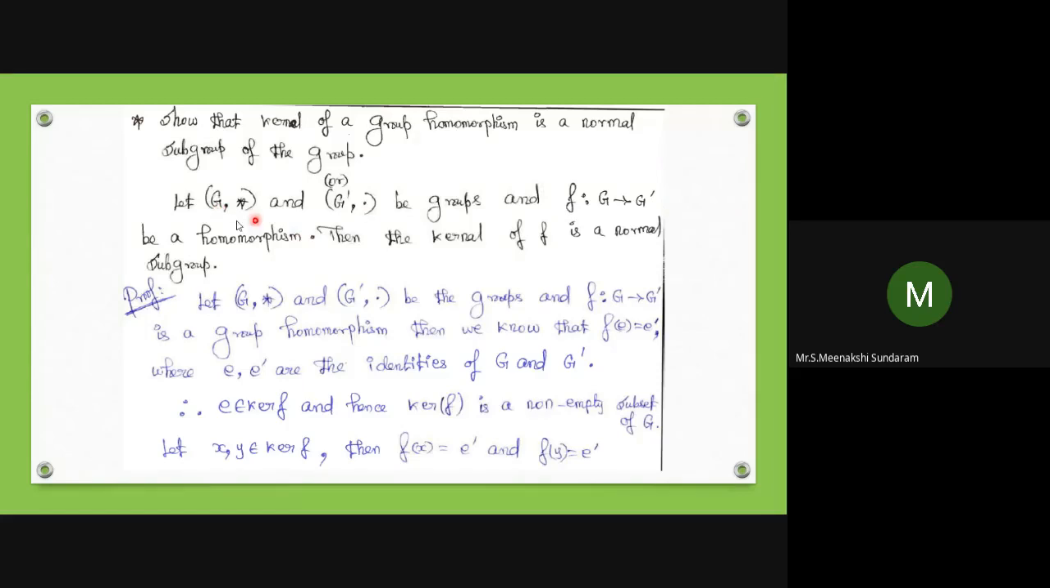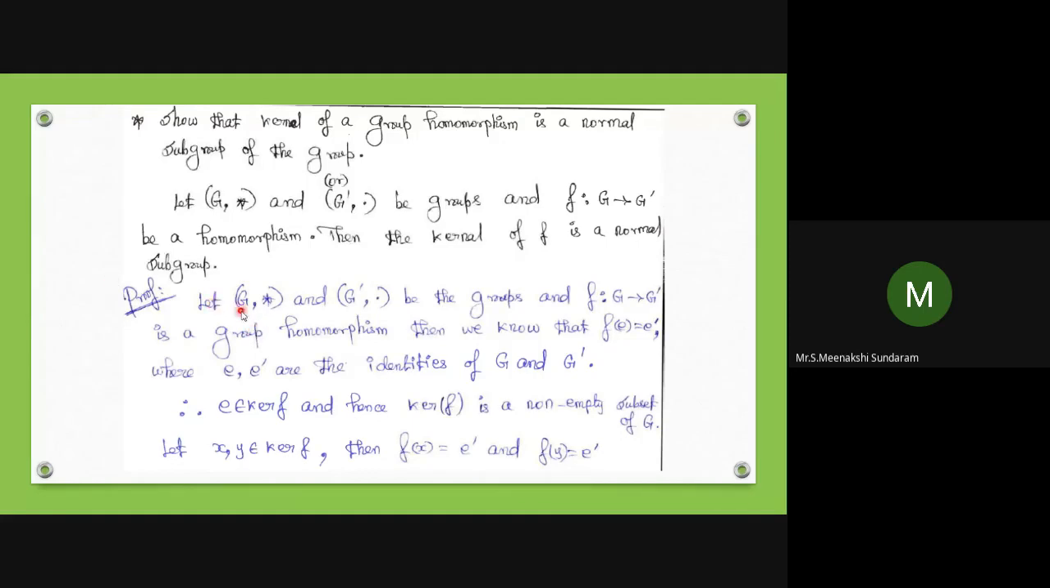They have given two sets. G comma star is a group, G dash comma dot is a group. Two groups are given, and the map is from G to G dash. Be a homomorphism. None of this is given here; we assume it ourselves. If the question is given like this, okay; otherwise you can convert it like this. Then the kernel of f is a normal subgroup. Normal subgroup means a star n star a inverse belongs to N.